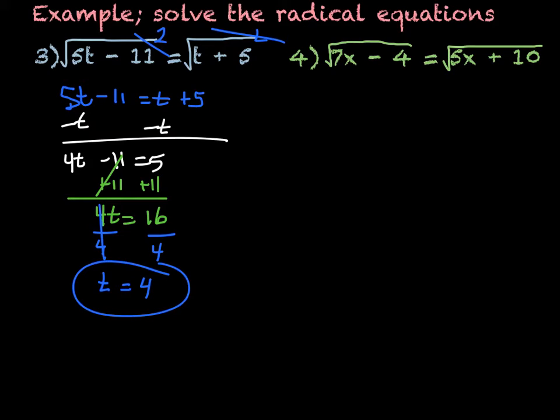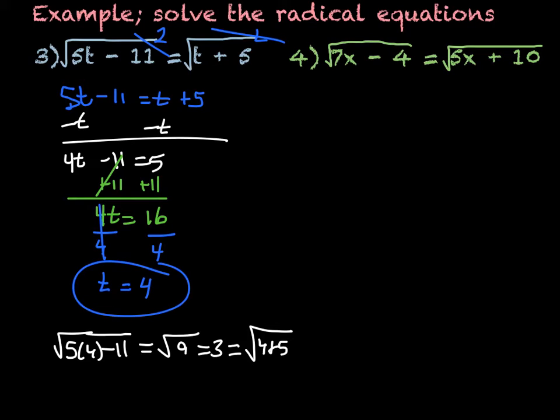And then if you check your work by substituting it back in, you see that the square root of 5 times 4 minus 11 is going to equal the square root of 5 times 4 is 20. 20 minus 11 is 9. Square root of 9, which is 3, which is equal to the square root of 4 plus 5, because 4 plus 5 is 9. So they are equal. So that means t equals 4 is your answer.